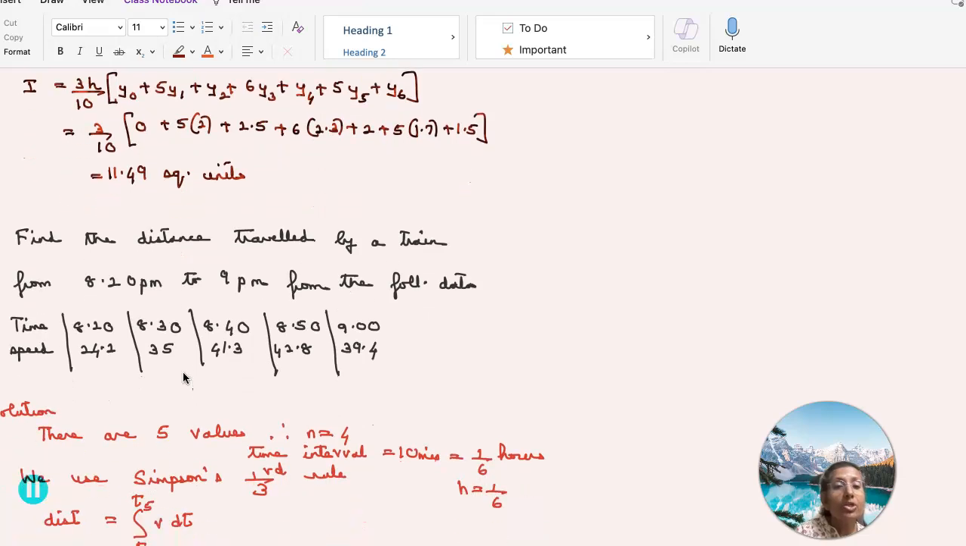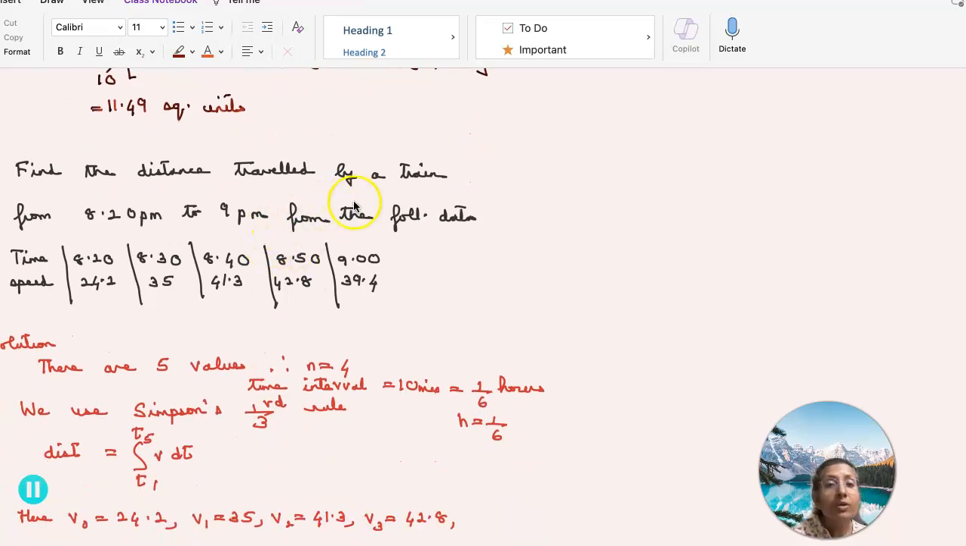Coming to one application of this, find the distance traveled by a train from 8:20 p.m. to 9 p.m. from the following data. So you're given the time and the speed. So there are 5 values and n equal to 4 here. So time interval will be 10 minutes. That is 1 by 6 hours. So h is 1 by 6.